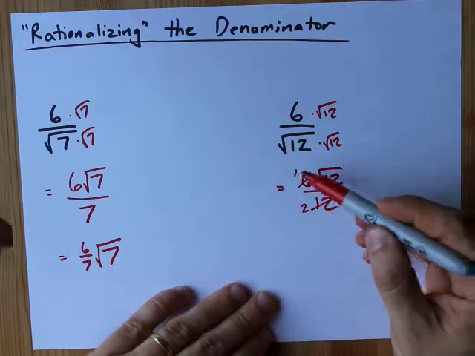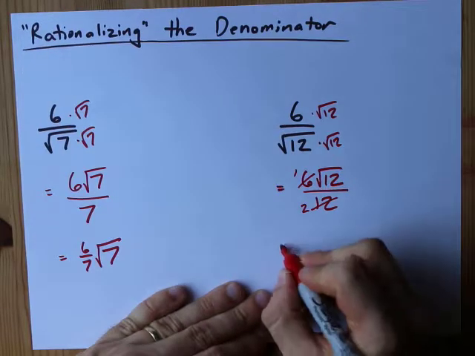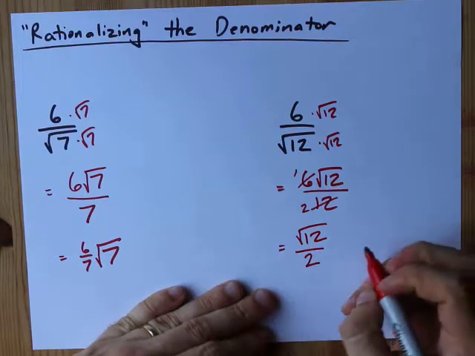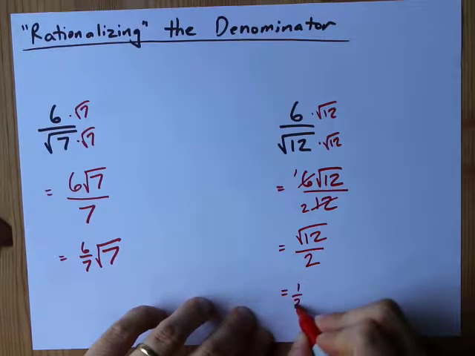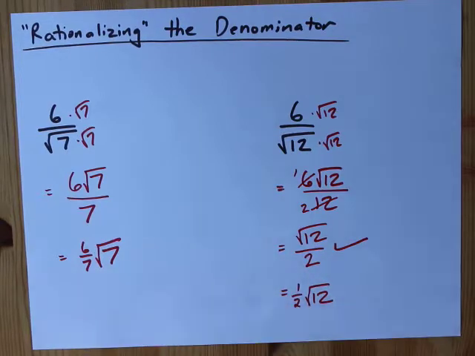If you didn't know that 6/12 was 1/2, you need a checkup from the neck up. But the point is that the final answer here is root 12 over 2. And again, you're allowed to rewrite that as 1/2 of root 12, but most teachers are going to want you to stop right about there.